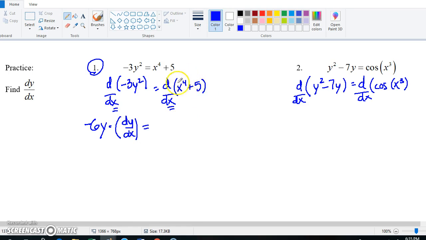On the right-hand side, we have a function of x. The variables agree. We're just going to use our power rule and be done. Now, I do need to solve for dy dx, and so I'm going to do that by dividing both sides by negative 6y. Reducing, we'll get negative 2x cubed over 3y.